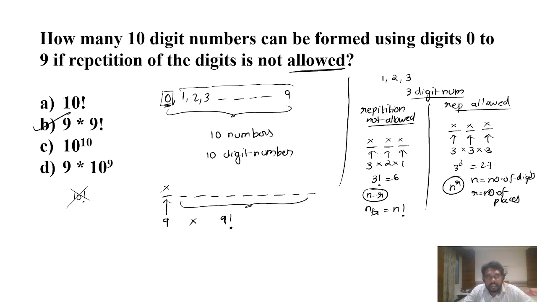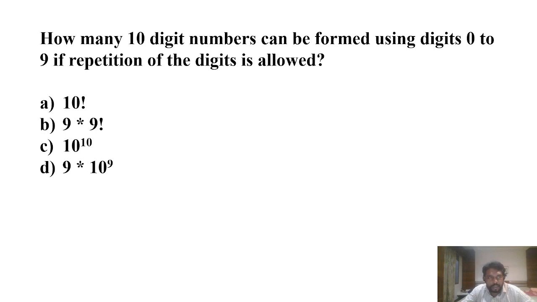I hope you understand. Now with the same data, the next question is if repetition is allowed. Okay, so pause the video and try this question and then go through the solution. Okay, let us move to the next. So the same question, guys: how many 10-digit numbers can be formed using digits 0 to 9 if repetition of the digits is allowed? Okay, so I want to form a 10-digit number, and repetition of the digits is allowed.